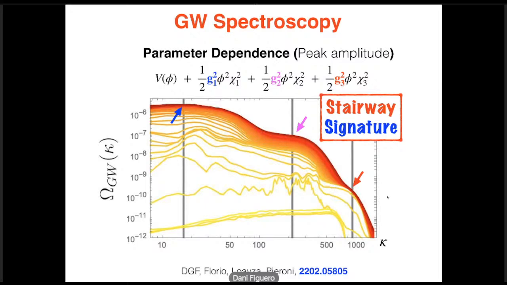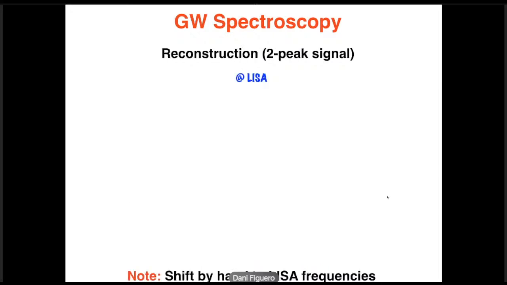So now let's address the following question. Suppose I'm capable of measuring one of these spectra. And for simplicity, of course, I'm going to do it with a 2-peak signal, just with 2 daughter fields.